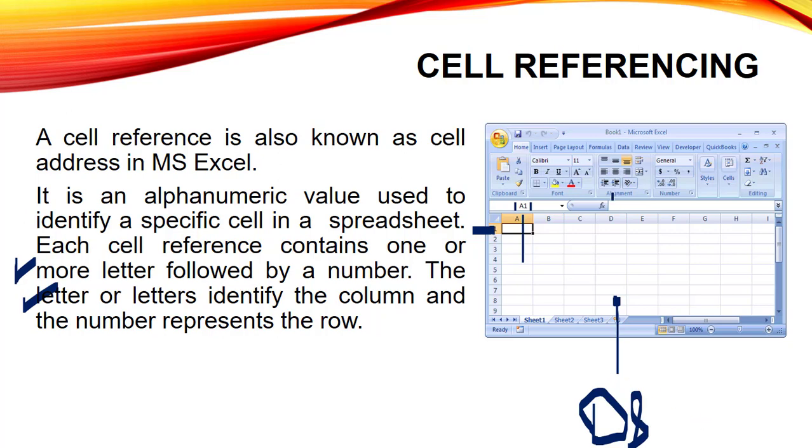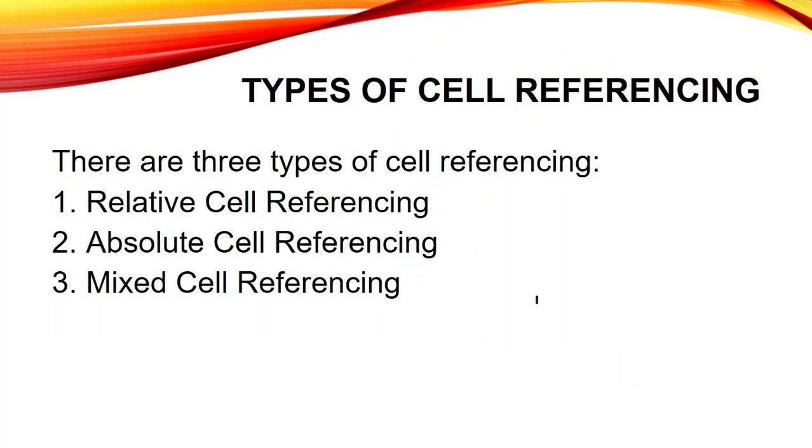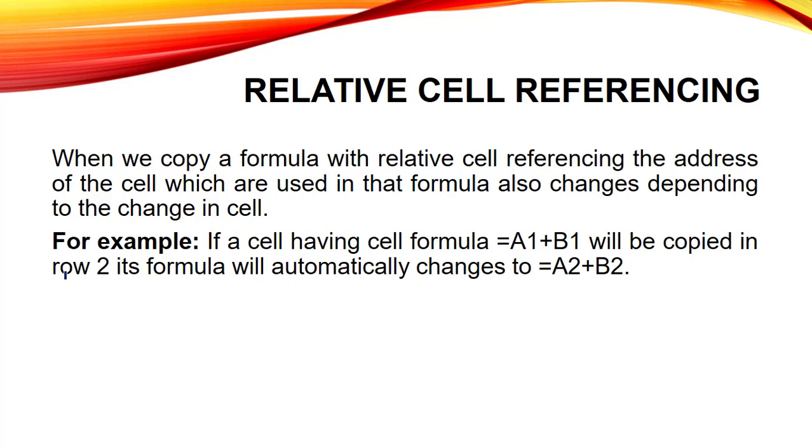Because our column is D and our row is 8. Fine. Now these cell referencings are of three types. In MS Excel we have three types of cell referencing. First is termed as relative cell reference, second one is termed as absolute cell reference, and the third one is termed as mixed cell reference.